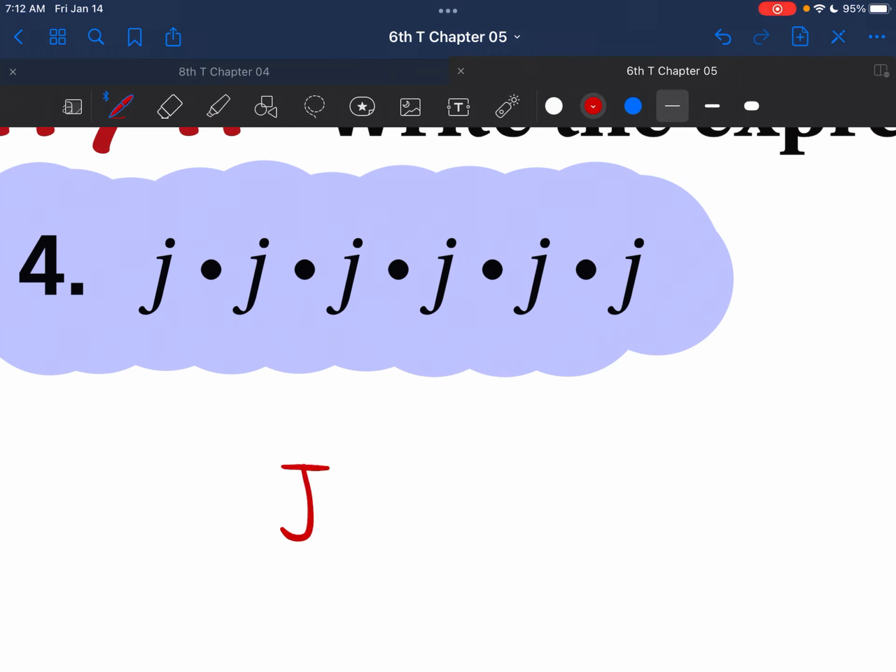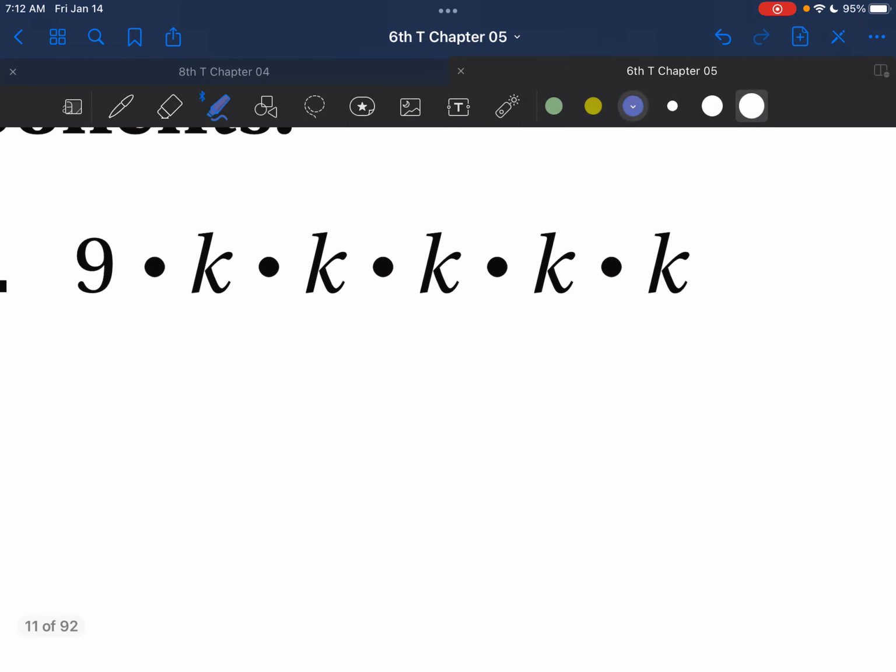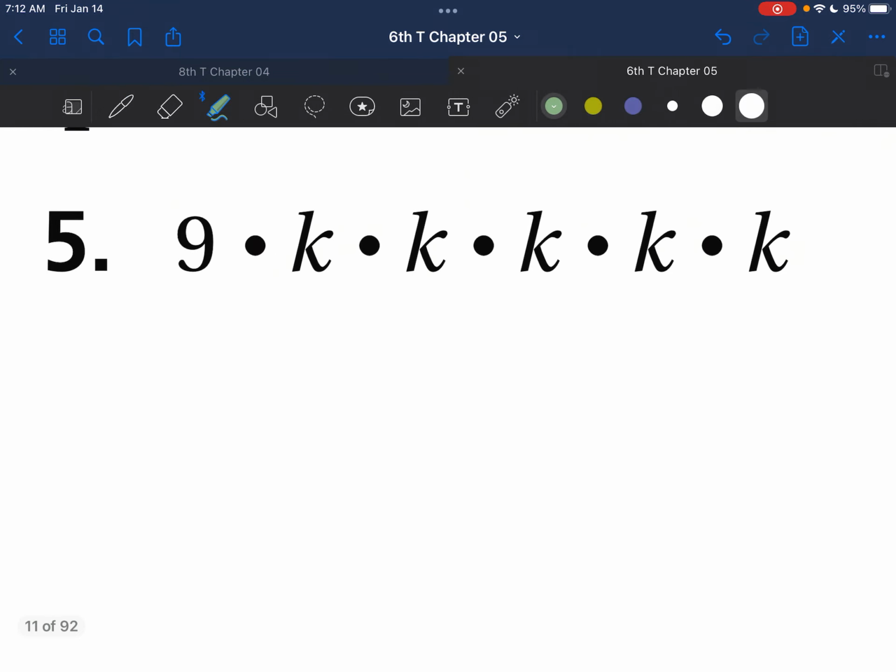How many of the letter J do I have? I have 1, 2, 3, 4, 5, 6. So this would be J to the 6th power. Good job. Let's move on to the next one. Here we go. Let's copy this question down, please.